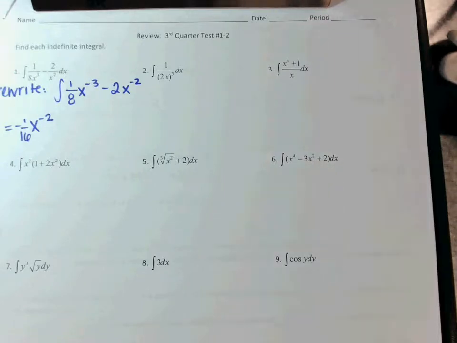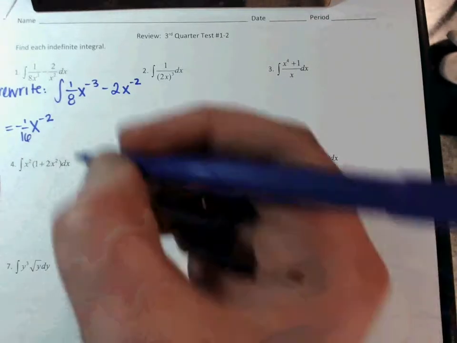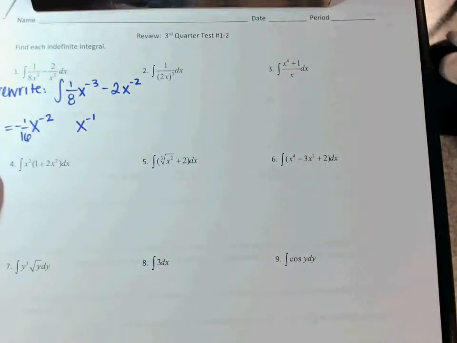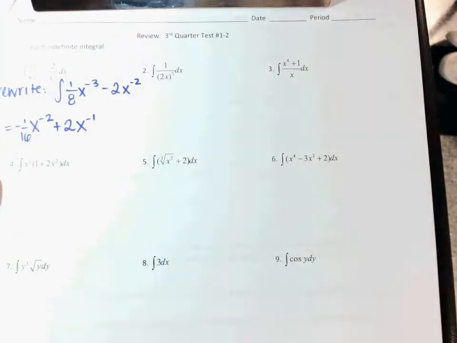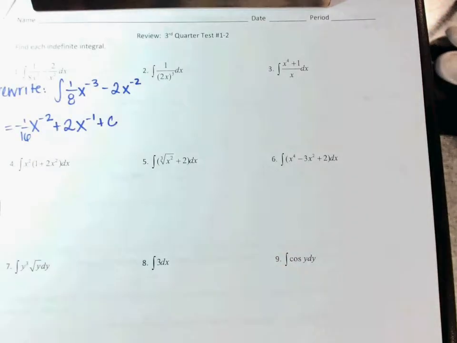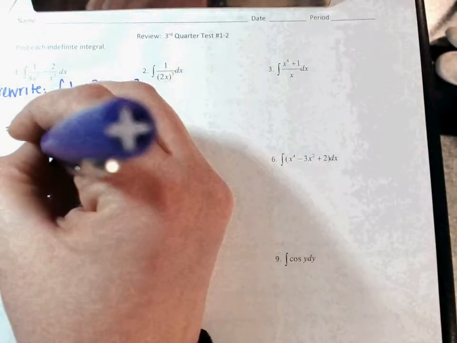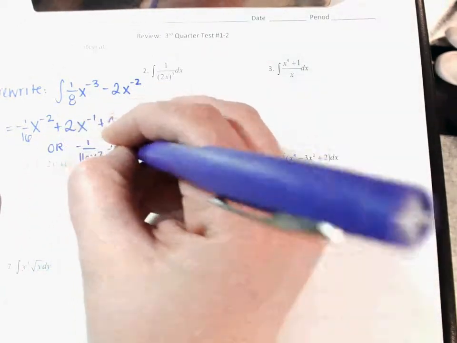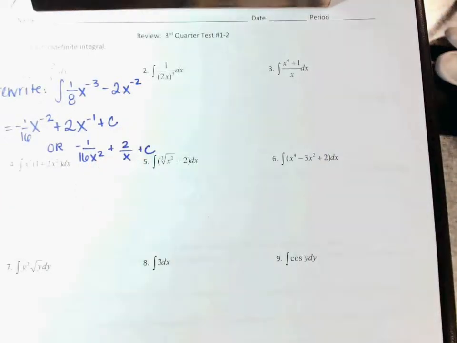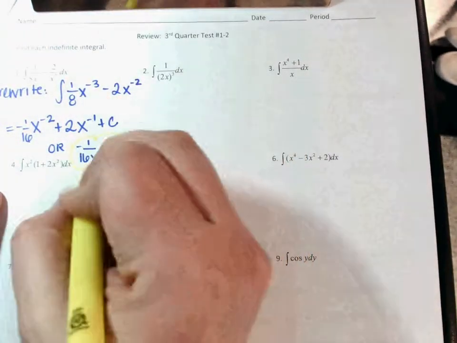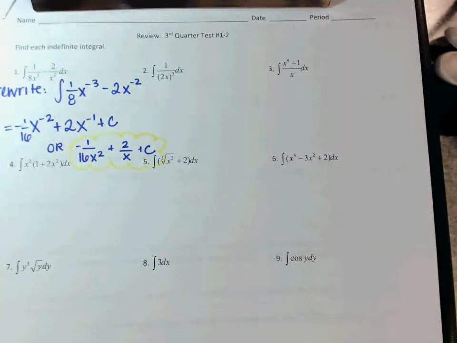Then for my next one, I add 1 to negative 2. What do I get? x to the minus 1. Then I have to divide by negative 1 on the negative 2. It turns to plus 2, because it was already minus, and I divided by a minus. Now I'm going to rewrite it like this: negative 1 over 16x squared plus 2 over x plus c. The first one of those is fine, but if it was multiple choice, this is more than likely the answer that you would be looking to pick.